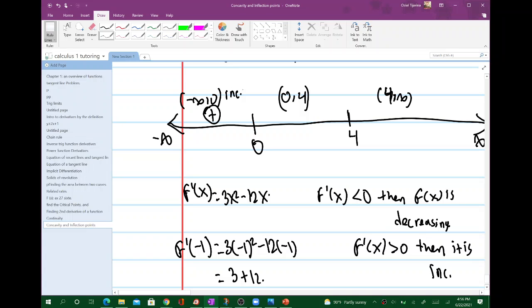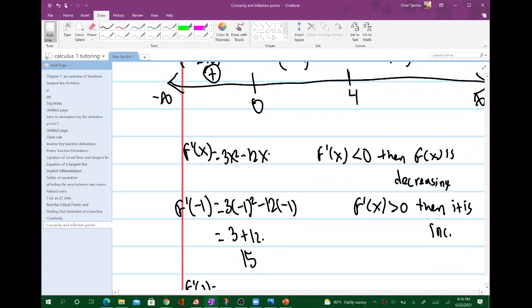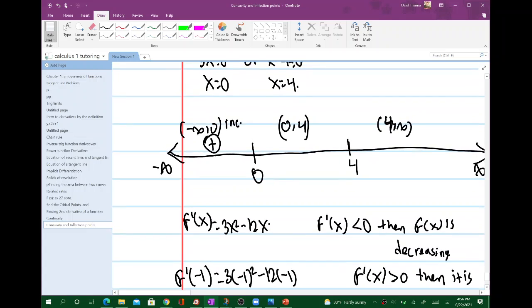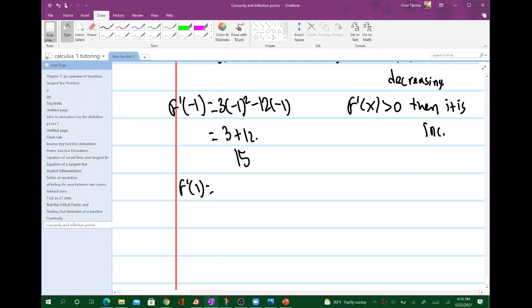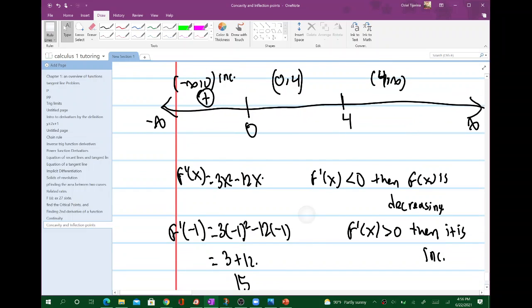Now 0 to 4, we can choose x equals 1. So f prime of 1 is going to be 3 times 1 squared minus 12 times 1. It's 3 minus 12, which is -9. So it's negative right here. So that means that it is decreasing at this interval.